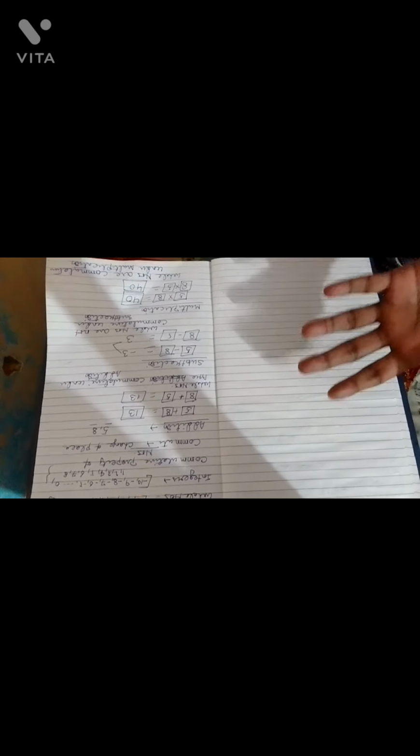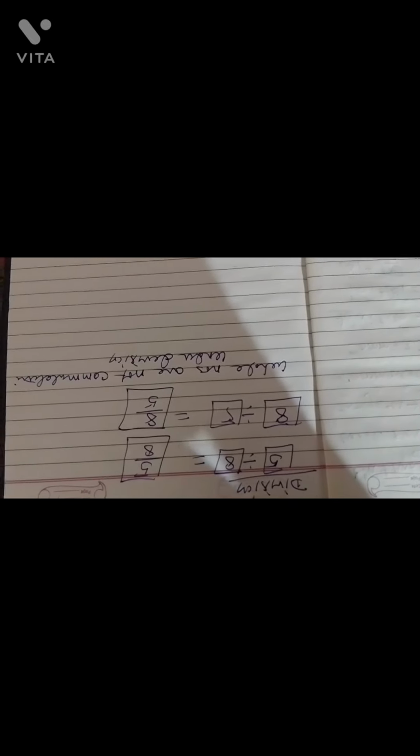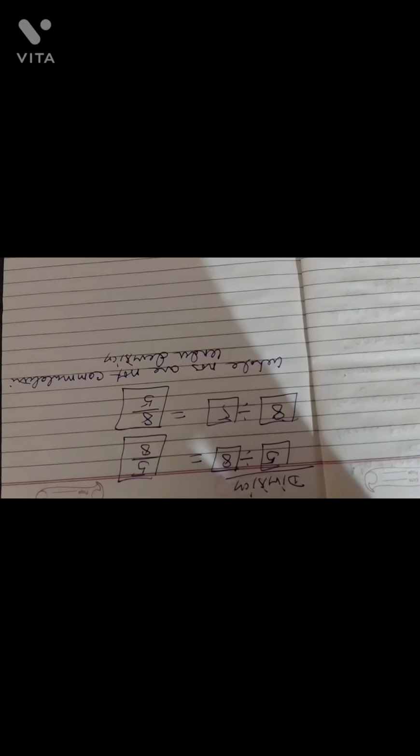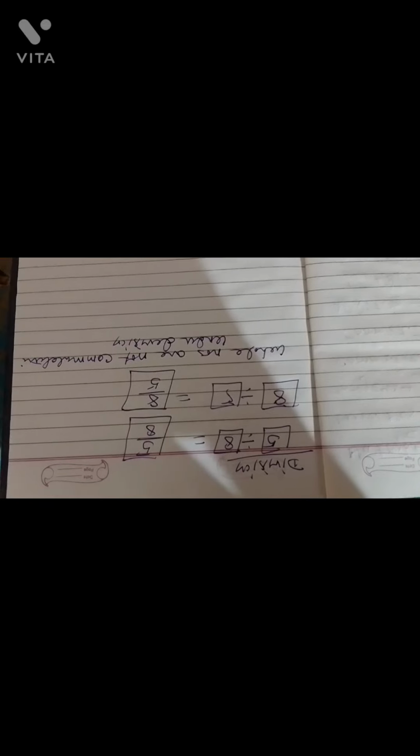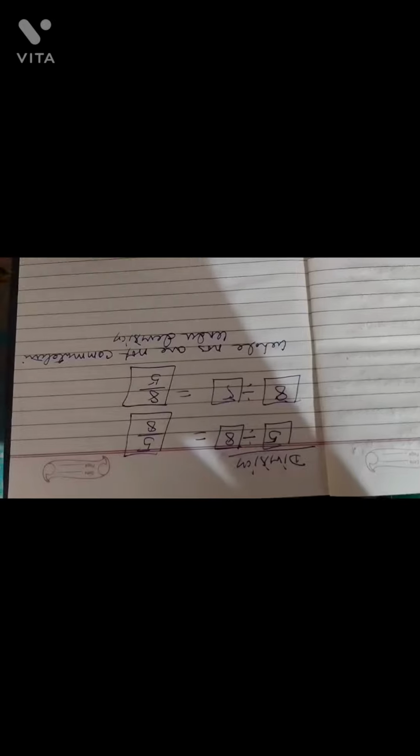But in the case of multiplication, even if we change the place and commute the numbers, 5 into 8 or 8 into 5, we get the same result. So we can say whole numbers are commutative under multiplication. In the case of division, we have again seen that 5 divided by 8 is not the same as 8 divided by 5. So we can say whole numbers are not commutative under division.